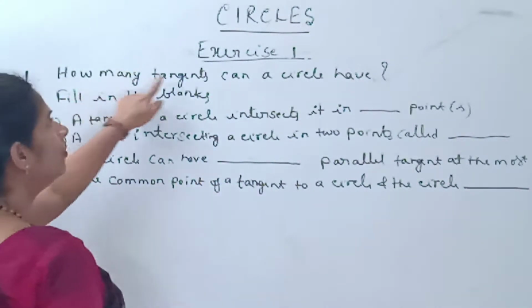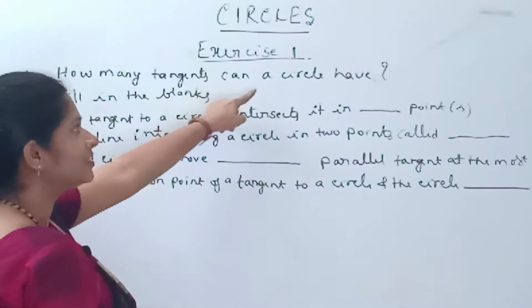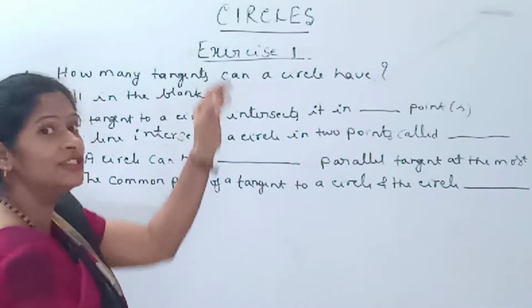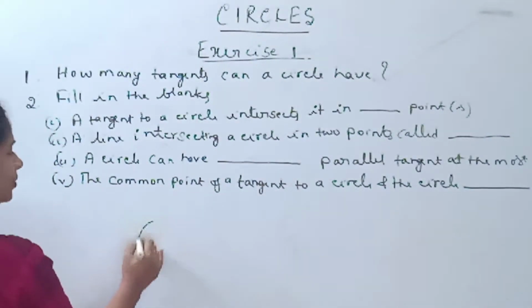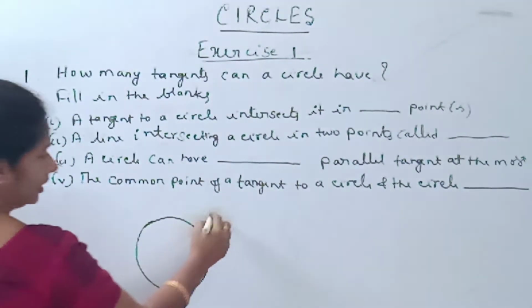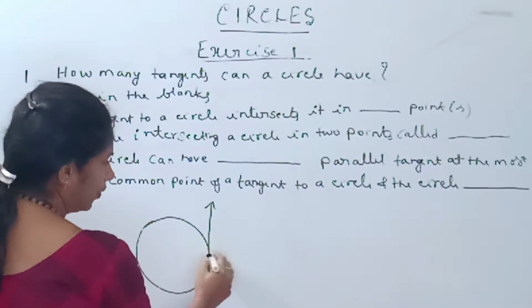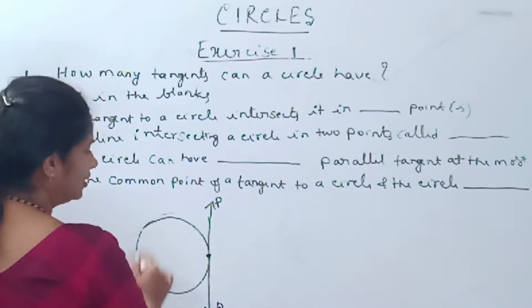First question, how many tangents can a circle have? What's the question, children? How many tangents can you draw in a circle? So what do you mean by a tangent to a circle? A straight line that touches the circle at only one point is called a tangent to the circle. PQ is a tangent to the circle.